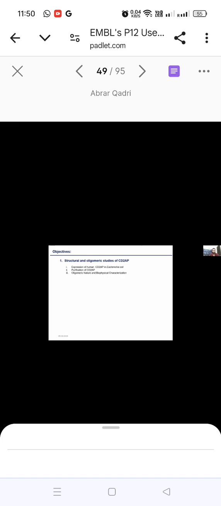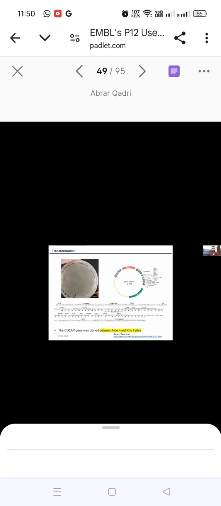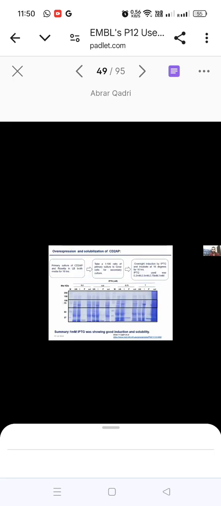targets. So here I expressed, purified, and characterized this CD2AP wild type protein. We used the pET28a overexpression vector in which our gene was cloned between NdeI and XhoI sites, followed by induction confirmation by different concentrations of IPTG: 0.2, 0.5, 0.7, and 1.